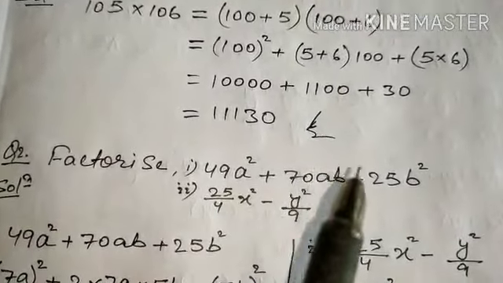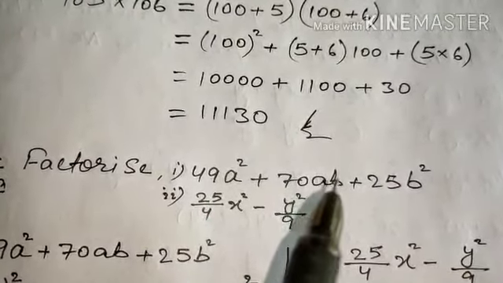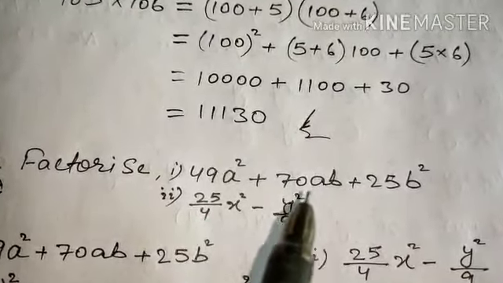Okay, question number 2. Factorize these two expressions: 49a square plus 70ab plus 25b square, and this one. For both of these also we are going to use the identities. So this is the question. The first thing we have done is (7a) whole square. 49 is the square of 7, we know that, and a is already squared. So we have 7a square.